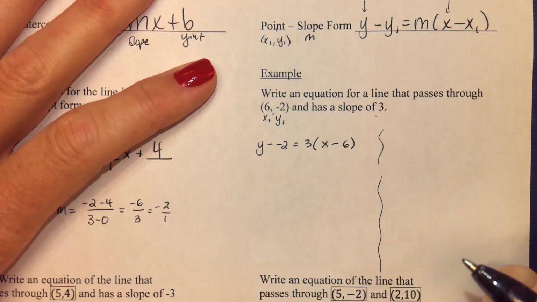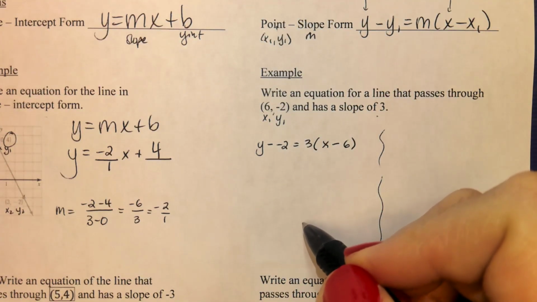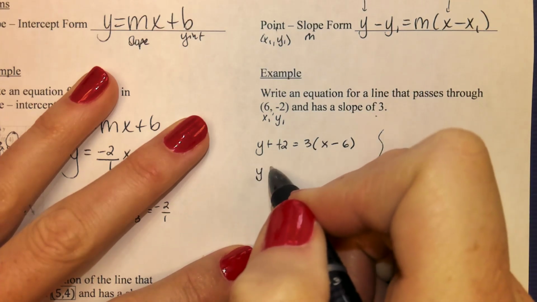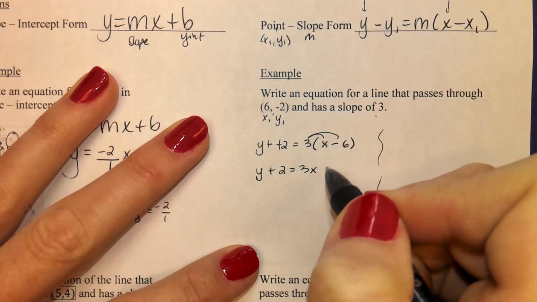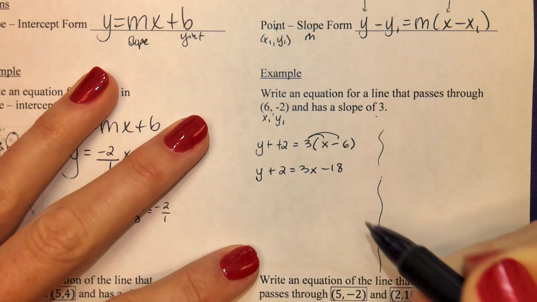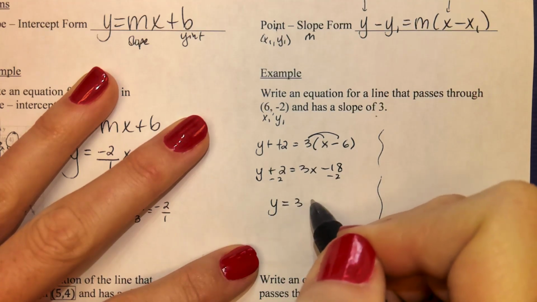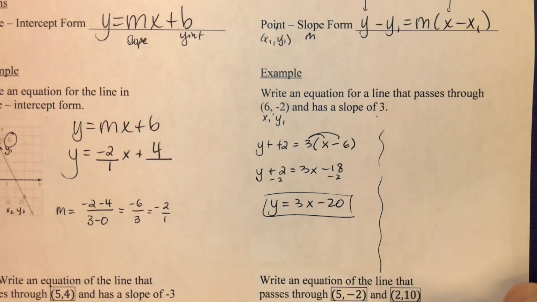And now my job is just to simplify, distribute until I've got it in a y equals form. So we're going to plus that. So I've got y plus 2. On this side I'm going to distribute, so I've got 3x and then minus 18. And our last job is just to minus the 2 over. So we've got y equals 3x minus 20. Pretty slick, works pretty nice.